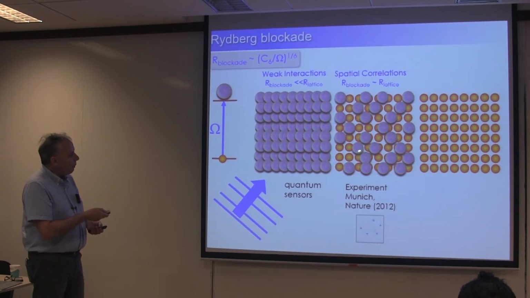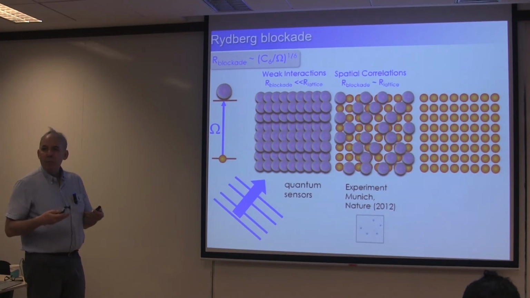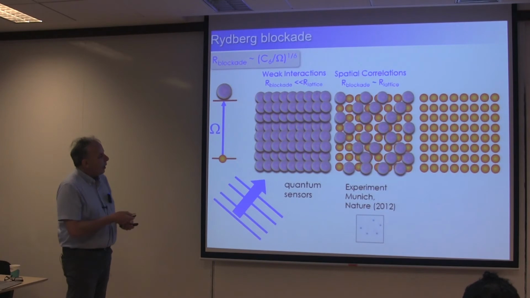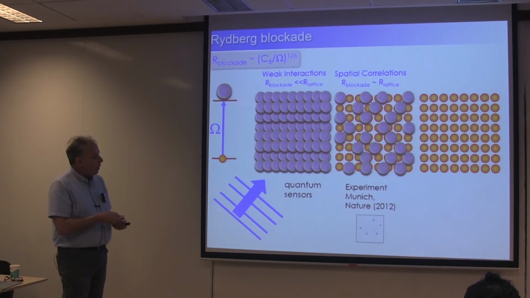And in that regime, if you excite the entire array, the atoms will arrange themselves in a way that tends to minimize the free energy or maximize the average separation of the atoms. And so spatial correlations will naturally emerge in this kind of system, that was shown in an experiment by the Bloch group in Munich some years ago.